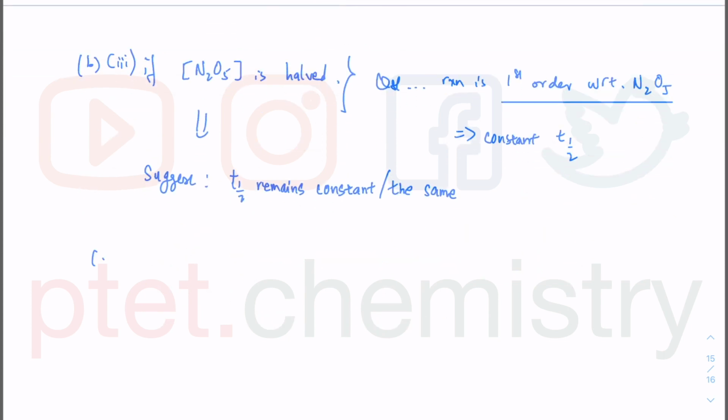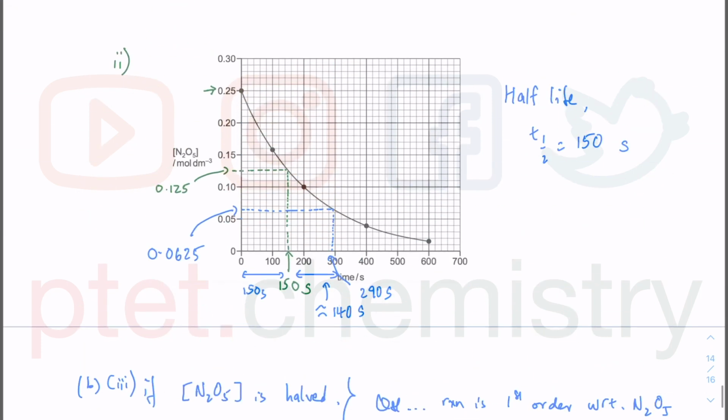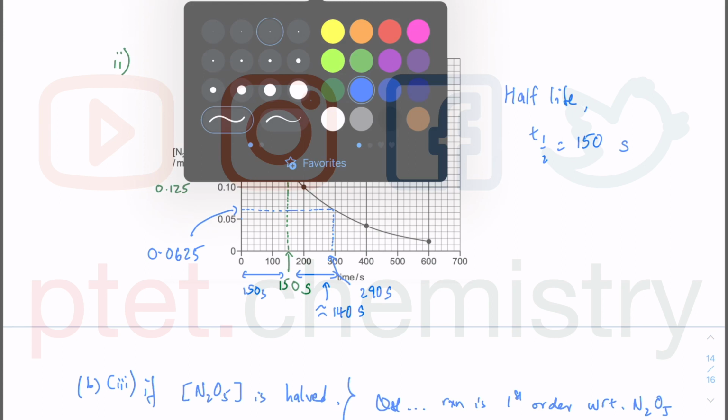Moving on, C part 1: use your graph to determine the rate at 200 seconds. Very specific. At 200 seconds, we need to draw a tangent. A tangent, because this is a curve, you cannot get the gradient of a curve unless you know the equation, then you can do calculus. But given a graph like this without equations, the best thing I can do is draw a tangent. So let me just change the color.